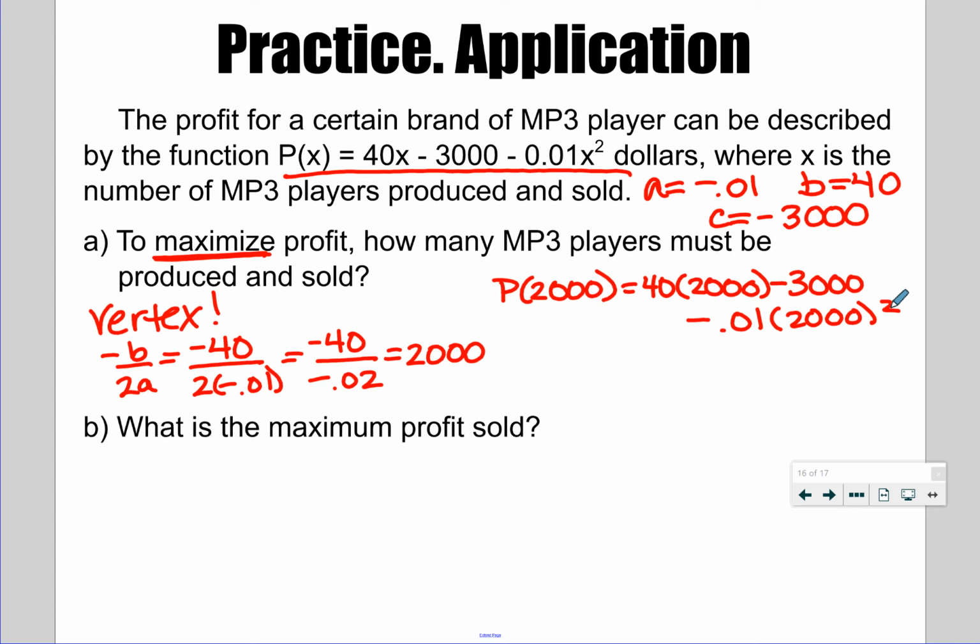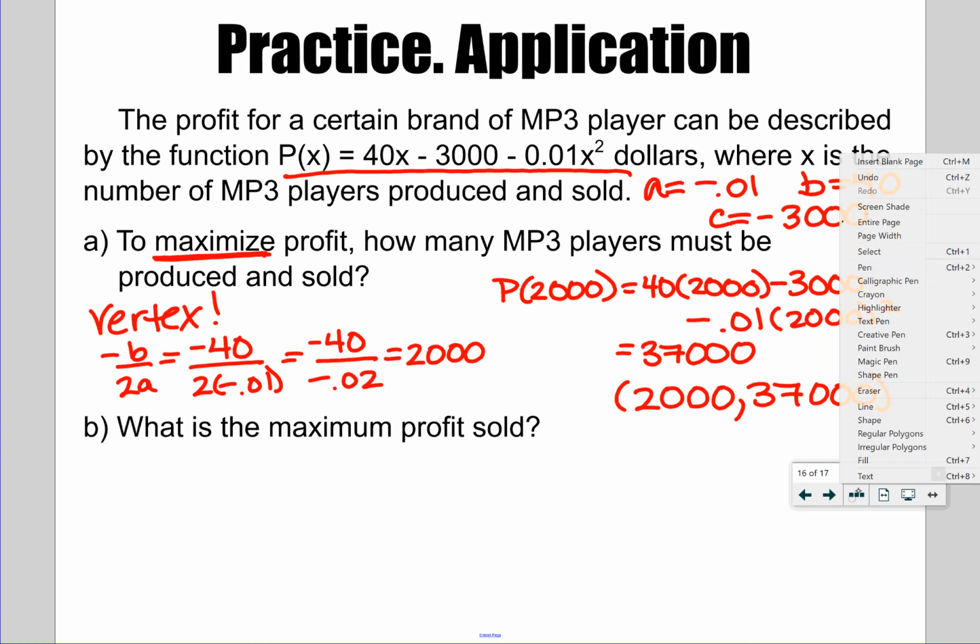And again, you should have typed that in your calculator. And we get 37,000. So your vertex is 2,000, 37,000. Now let's look back at what that represents.